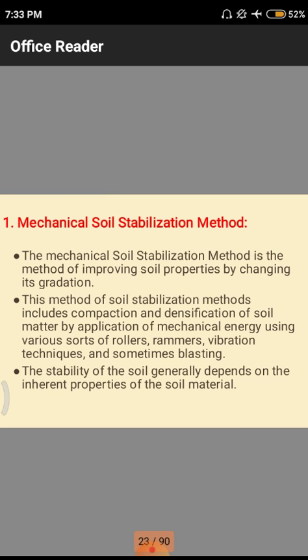Next one, this method of soil stabilization includes compaction and densification of soil matter by application of mechanical energy using various sorts of rollers, rammers, and vibration techniques. That means rollers. In the first chapter itself, we have discussed rollers. Normally, the work of a roller is to decrease the content of voids and increase the density of the soil.